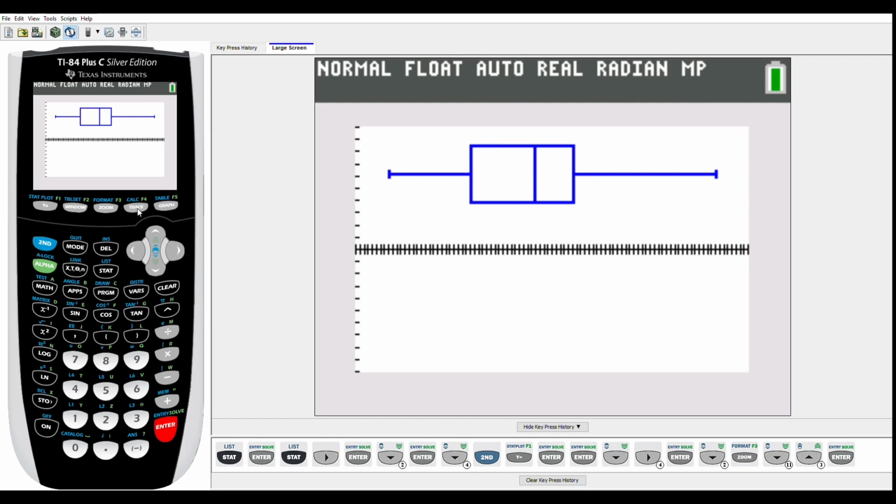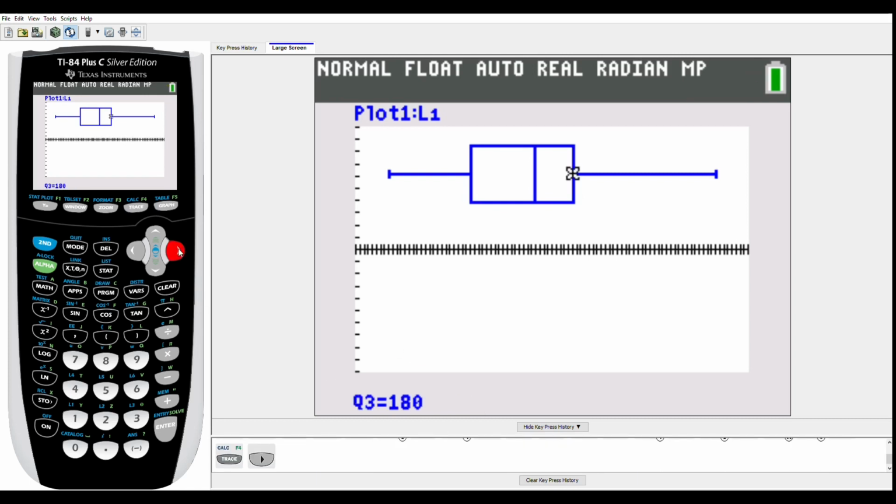You can hit Trace. And once you do that, you will notice that as you hit Trace and you go along the graph, it will bounce from median to Q3 to your max X value, going the opposite direction. We can see what Q1 is and what your min X value is.